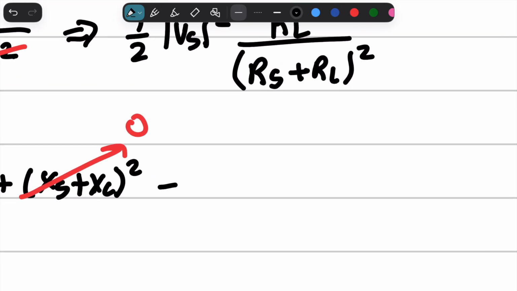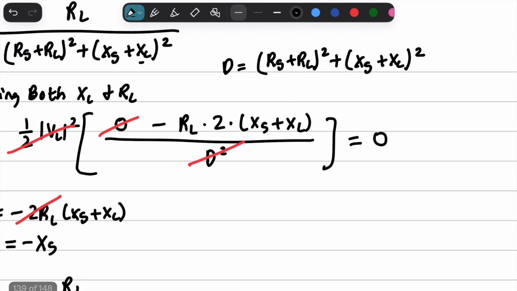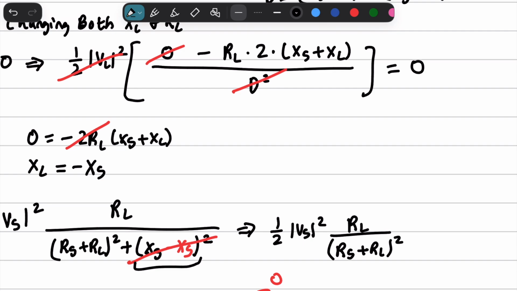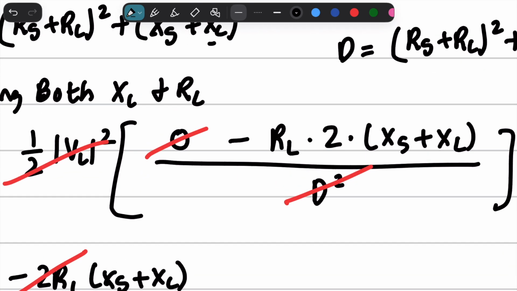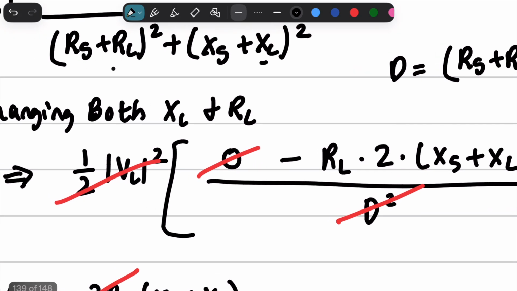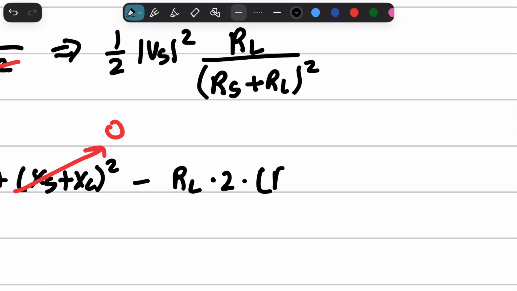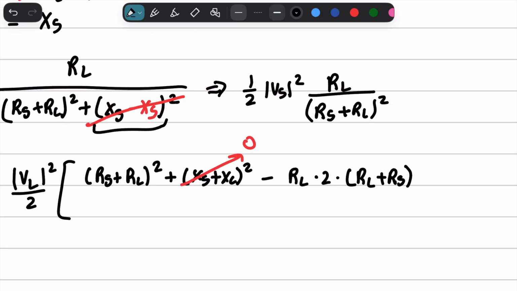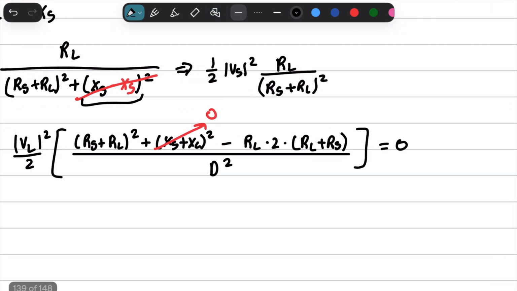Just about. We're going to say the high is RL times the derivative of the low. Now this time, instead of it being xs and xl, we're going to take the derivative of this portion right here. Okay? So that's going to be 2 times RL plus RS. And then we're going to divide all of that by d squared. And that all equals 0.